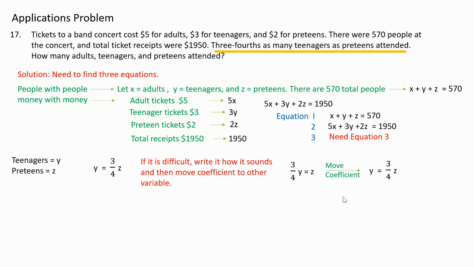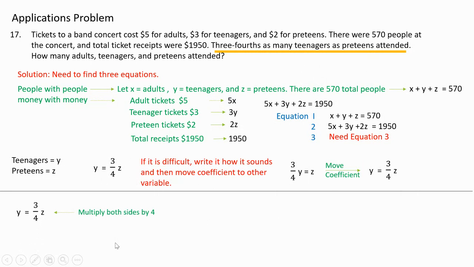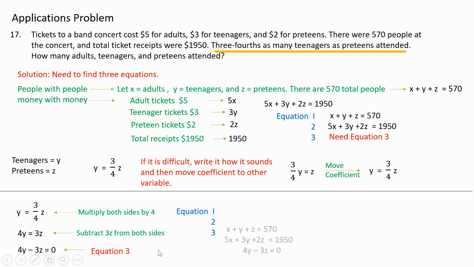You see, guys, there's my setup. But now I want to put it in that form, right? I don't want any fractions. So I'm going to multiply both sides by 4 to get rid of the fractions. So 4y equals 3z. Now I'm going to subtract 3z from both sides. So I have 4y minus 3z equals 0. So that's my third equation. So we have the 3 equations. Now on the next slide, we're going to solve it.